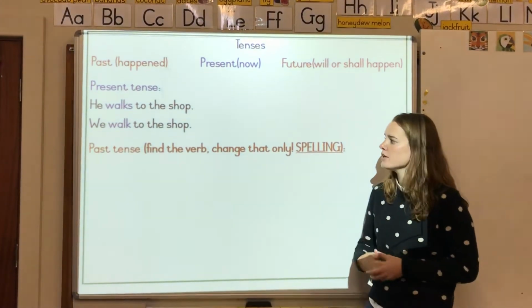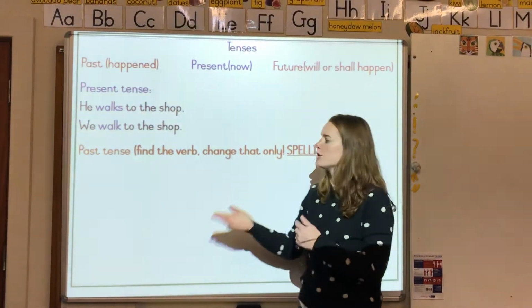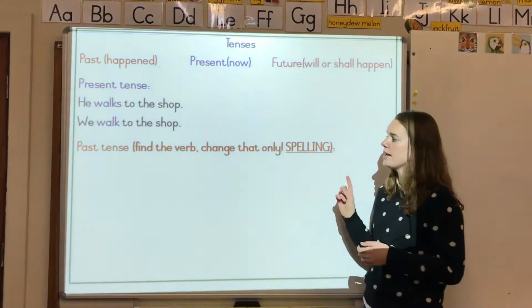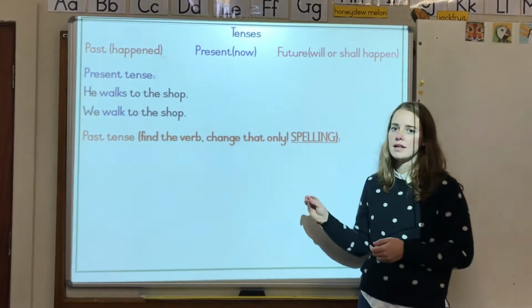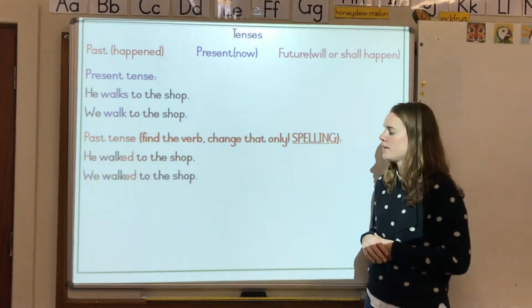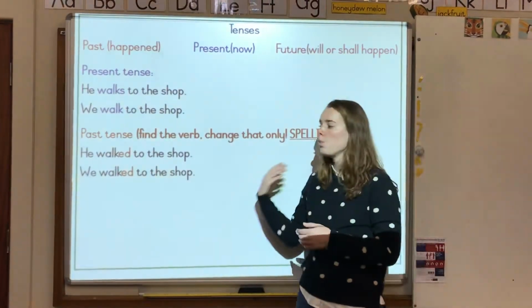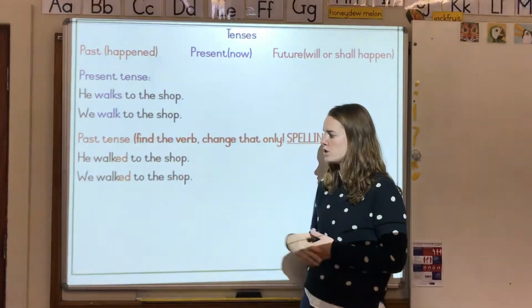Going on to past tense. We need to remember, just like this, we find the verb and now we change that verb to make it into the past tense. The spelling is very important here, and it's also very important to remember that the only thing that changes is the verb. We don't add or take anything else away. So, we walk to the shop. He walked to the shop, we walked to the shop.